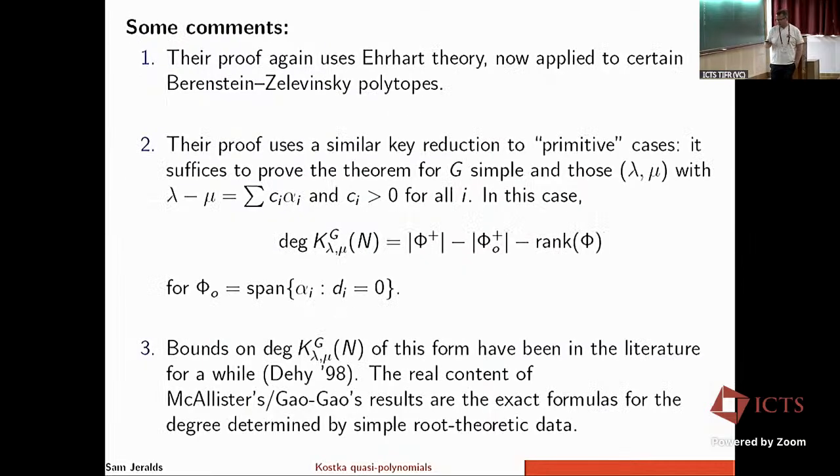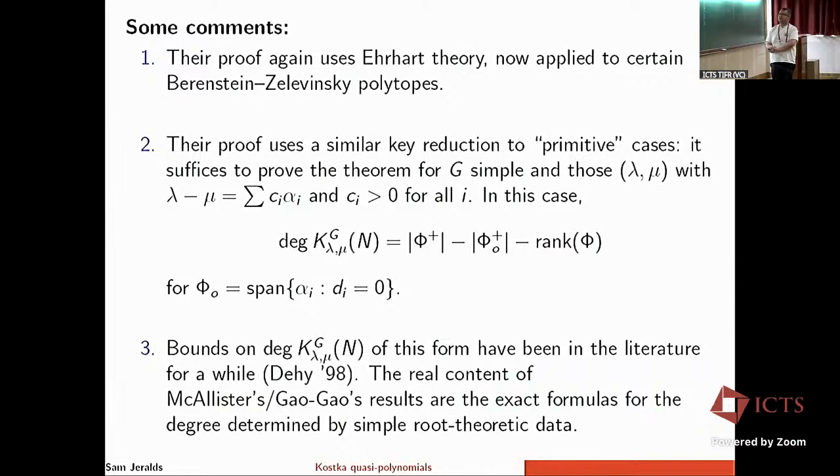So again, some comments. Their proof is, again, with Ehrhart theory. They replace Gelfand-Zetlin polytopes with the natural thing, which are Bernstein-Zelevinsky polytopes. And because of this very explicit construction, this was what really kept them working with classical types, because they wanted to break down very concretely what these polytopes should look like and be able to compute their volumes.